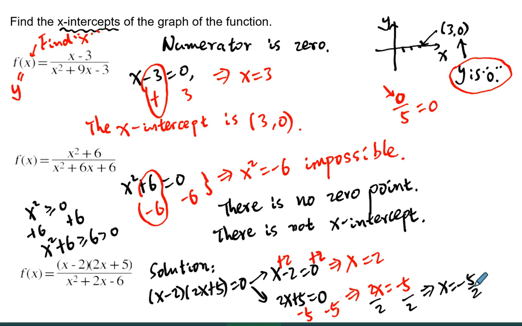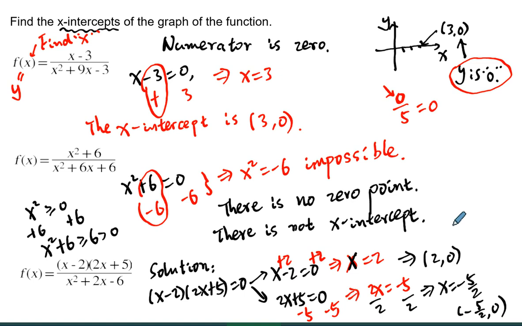So you have 2 zeros. From here, you have x is 2. You plug in here. x is 2. 2 minus 2 is 0. 2 times 2 plus 5 is 9. So 0 times 9, you still get 0. Similarly, you can do the one right here. So there are 2 zeros. The other one is negative 5 over 2, 0.